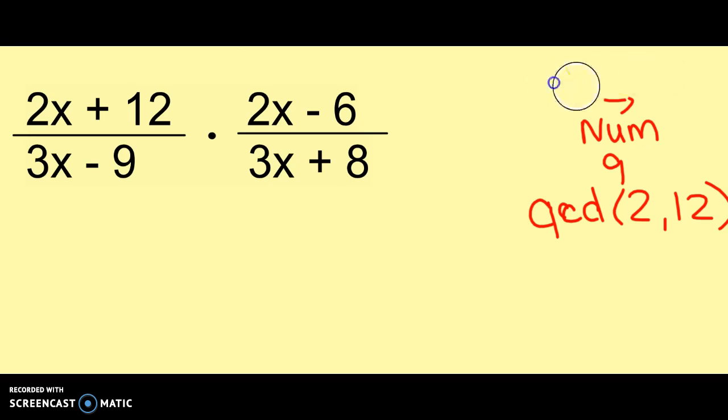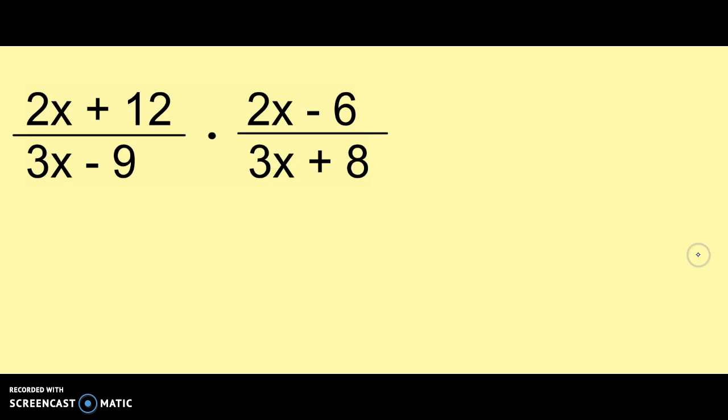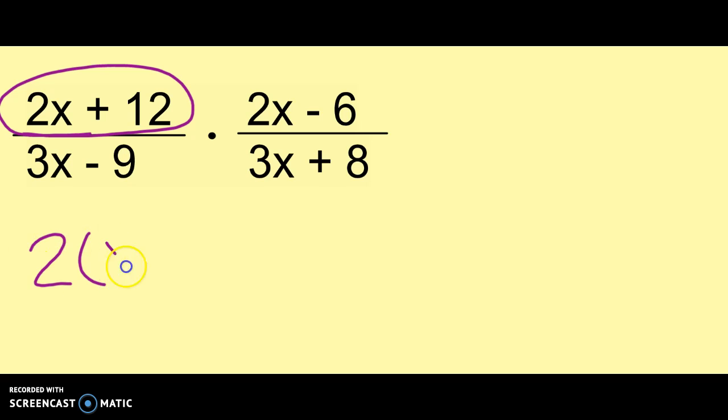If you've got 2x plus 12, you're going to factor 2x plus 12 and get 2 times x plus 6.